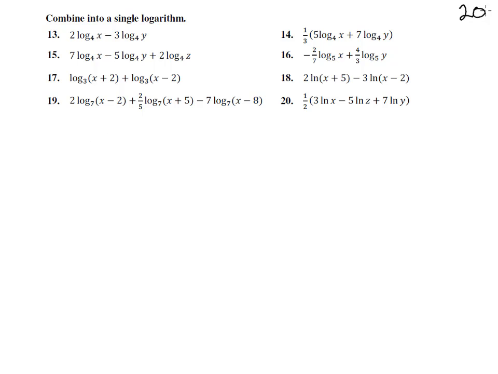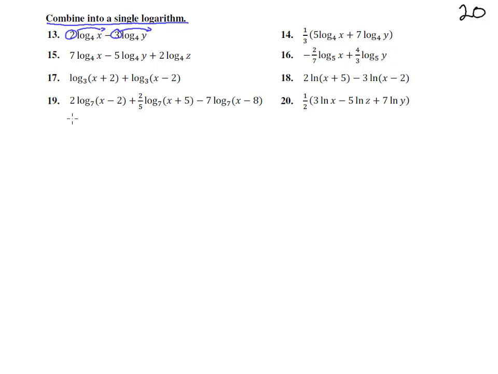Here we are on page 20 with numbers 13 through 20. It says combine into a single logarithm. All right, so we're going to use those rules of logs of powers, being able to bring coefficients out in front up to powers, and then addition is going to make those multiplication and subtraction will make them division.